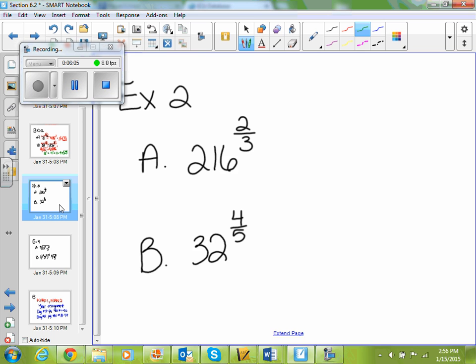Alright, Niles, you're going to help me with this one, okay? 216. You can help me with the next one, Fawn. Alright, Niles, what happens to this 3? Okay. What happens to this 2? Goes on top. Alright, so Niles, what's the cube root of 216?